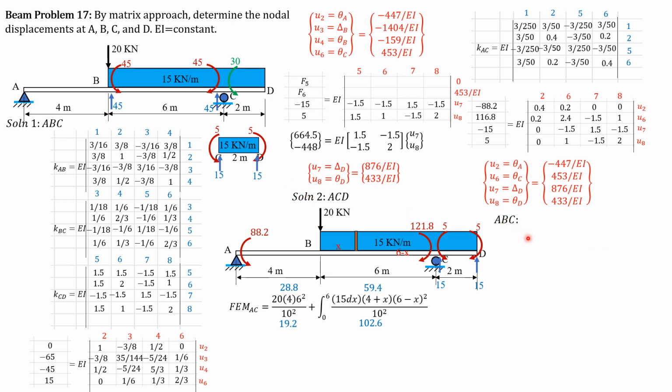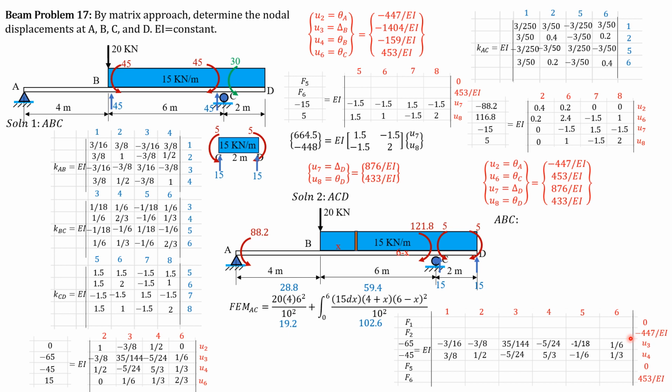So let's consider ABC this time. We already have AB and BC, the stiffnesses. So we only consider 1, 2, 3, 4, 5, 6, and fill in portion 1, 2, 3, 4, 5, 6, U3, U4. But we are only interested in these cells here, at row 3 and row 4, U4. So these forces are not important anymore, because we are only interested in U3 and U4, which corresponds to delta B and theta B.